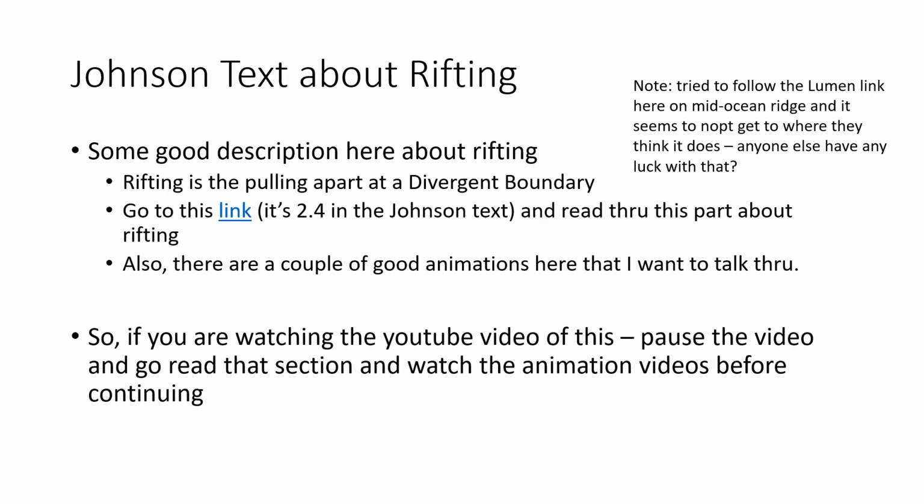Okay, so moving on to, well, I dug into those textbooks that you guys chose, and the Johnson text has some pretty interesting stuff about rifting. And so rifting is a part of the divergent boundary process, and I want you to, if you're watching the YouTube video of this, pause and go to the links for this, or if you're already in the Johnson text, it's section 2.4. I've also put a link on this slide, and you can get to it right here.